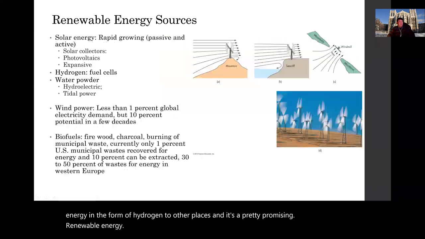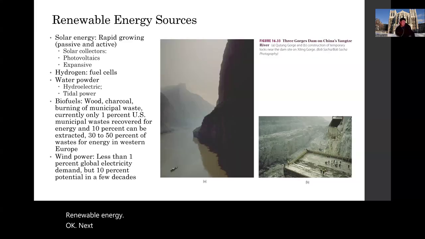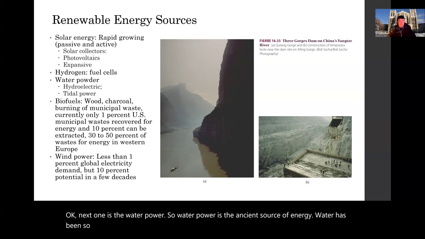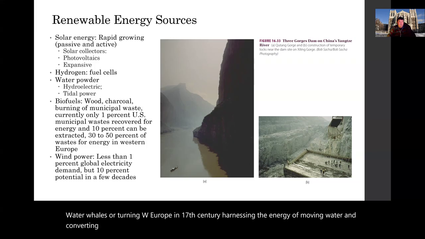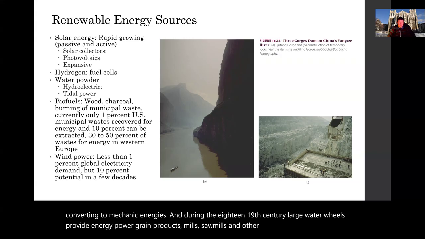Okay, next one is water power. Water power is an ancient source of energy. Water has been systematically used as a source of power at least since the time of the Roman Empire. Water wheels were turning in Europe in the 17th century, harnessing the energy of moving water and converting it to mechanical energy. During the 18th and 19th centuries, large water wheels provided energy to power grain mills, sawmills, and other machinery in the United States.